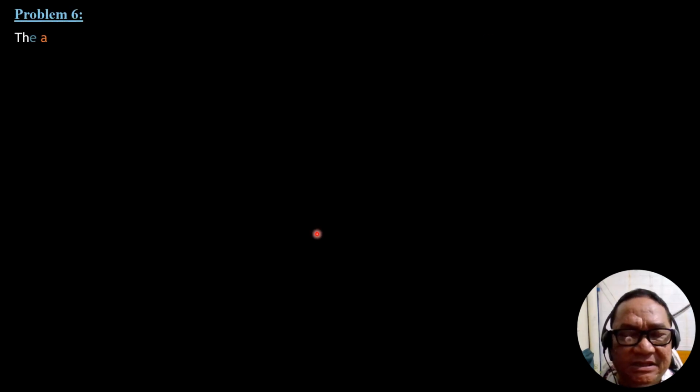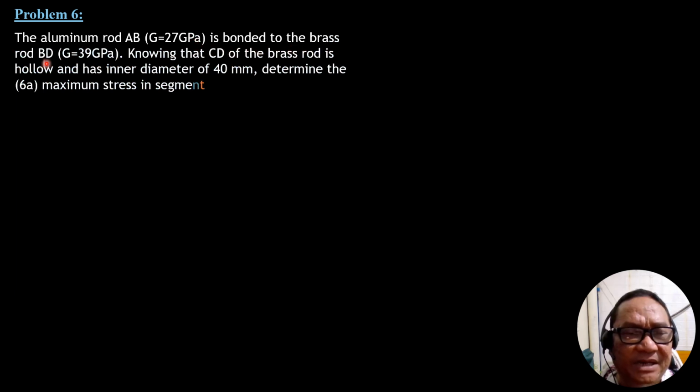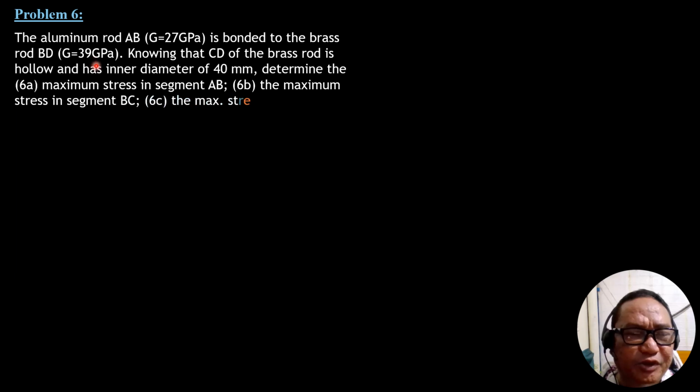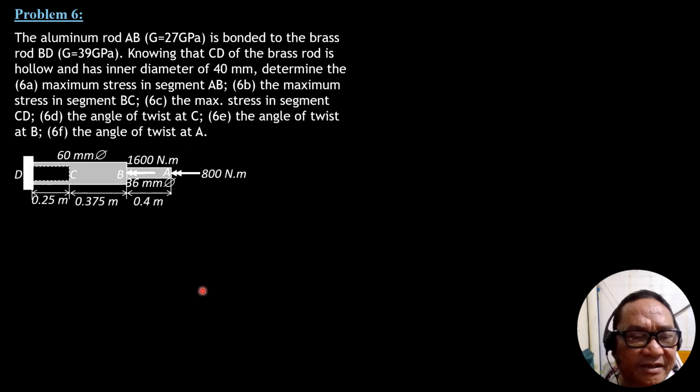Problem 6. The aluminum rod AB of shear modulus 27 gigapascals is bonded to the brass rod BD of shear modulus 39 gigapascals. Knowing that CD of the brass rod is hollow and has inner diameter of 40 mm, determine the maximum stress in segment AB, maximum stress in segment BC, the maximum stress in segment CD, the angle of twist at C, the angle of twist at B, and the angle of twist at A. So this is the figure.